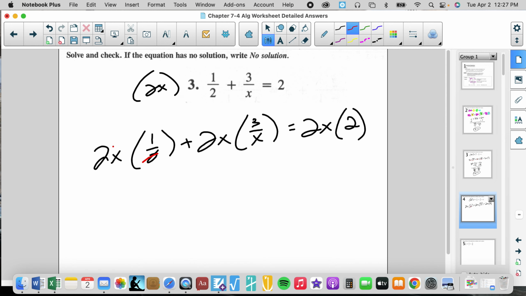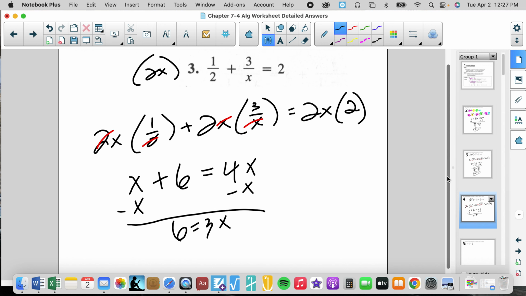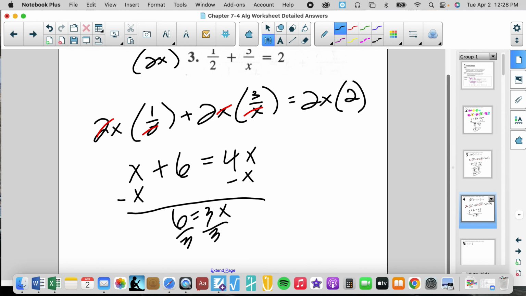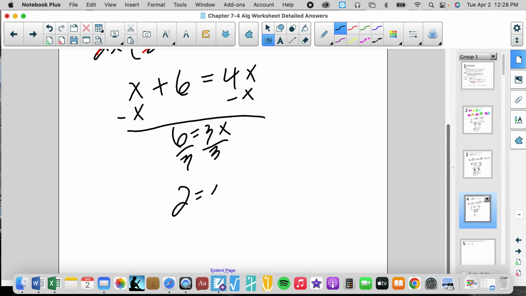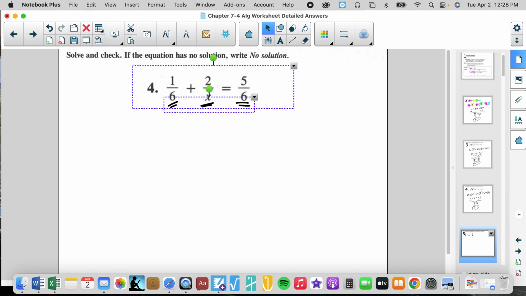The 2's cancel, you're left with x. The x cancels, you're left with 6. And then 4x minus x minus x, 6 equals 3x. Divide by 3. 2 equals x. Now we have 3 denominators, but notice 2 of those are the same, so let's do this, move it over.